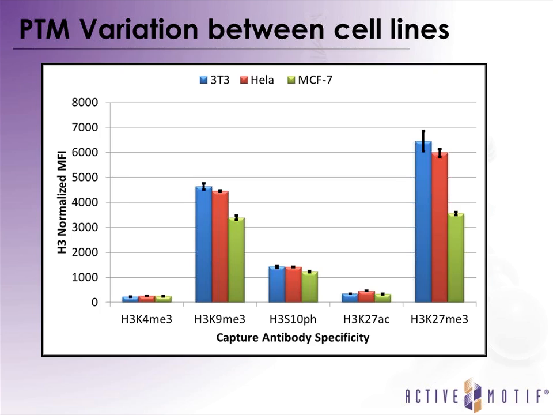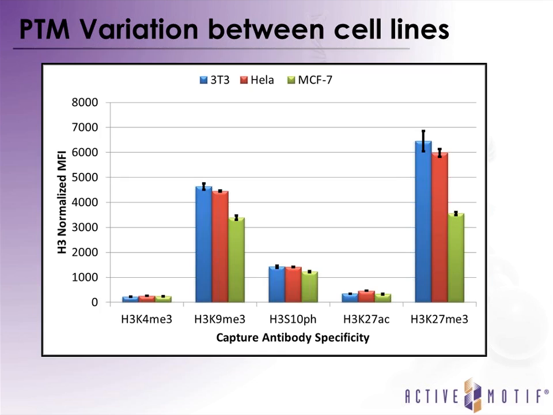Here I show you data that's generated from acid extracts from 3 cell lines that were assayed with the entire panel of bead sets, and the data normalized for histone H3 levels. To keep the slide uncluttered, data from only 5 of the bead sets is shown. As you can see, the signals from trimethyllysine 4 and acetyllysine 27 are much lower than that observed with lysine 9-trimethyl or lysine 27-trimethyl beads.